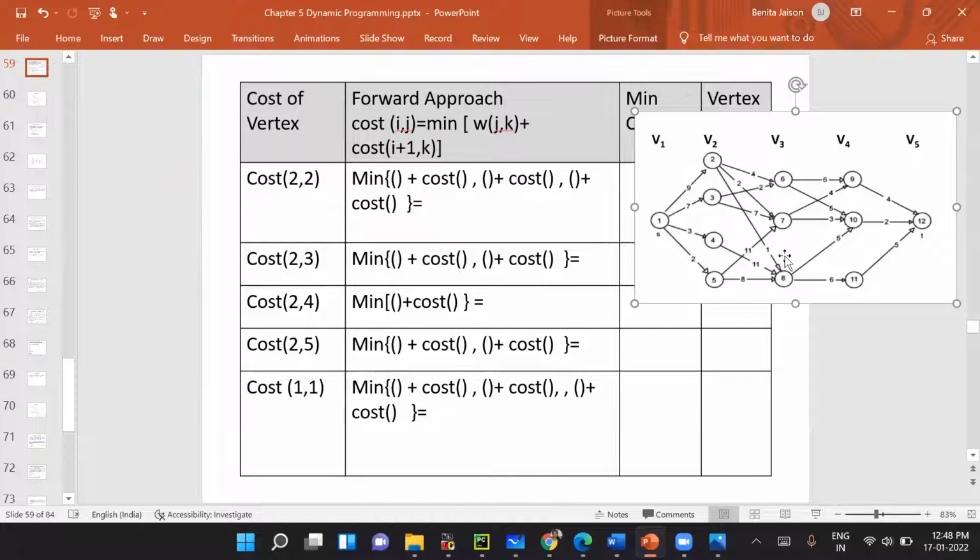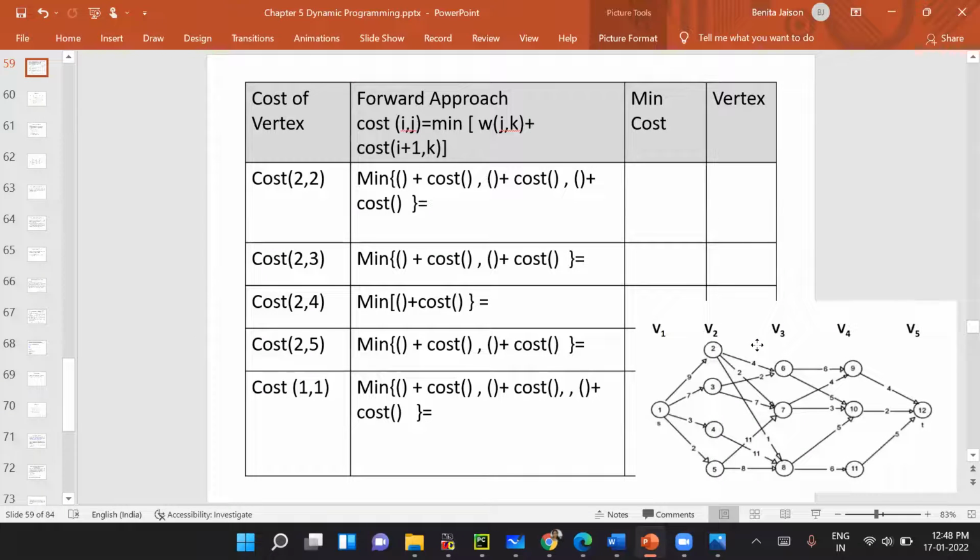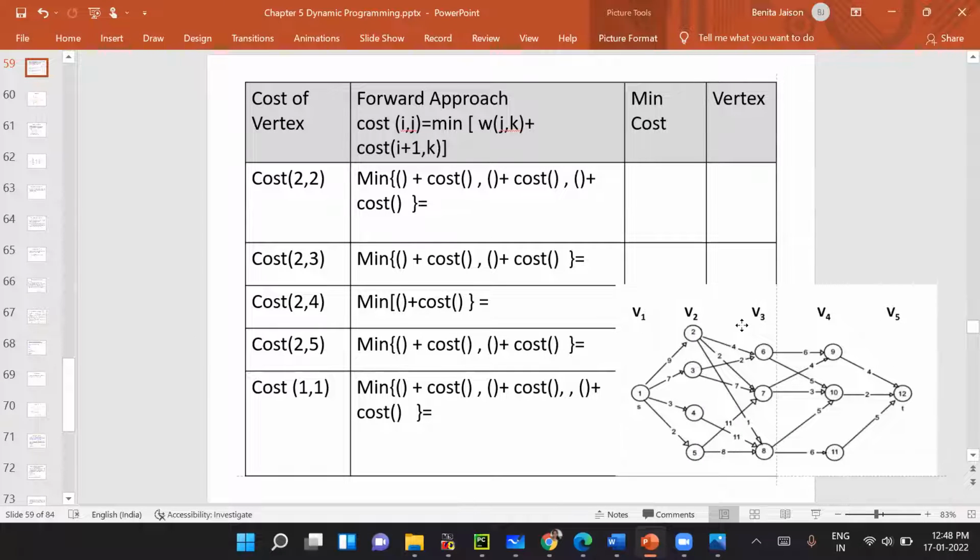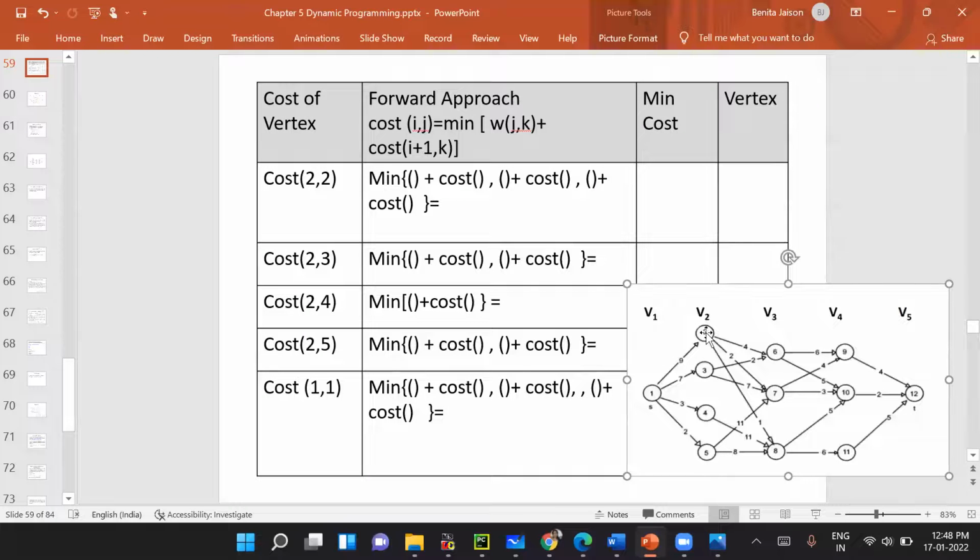All 3 vertices in stage 3 are connected to vertex 2 in stage 2. So we have to find the minimum of 3 costs. Got it? We are finding the first edge. Now we are going to take the edge from 2 to 6. What is the cost of vertex 2? We are finding it from all these 3.